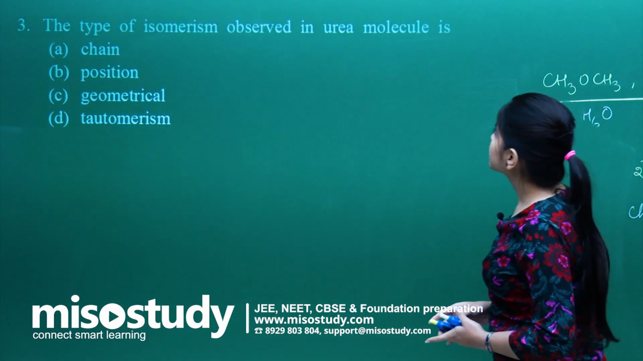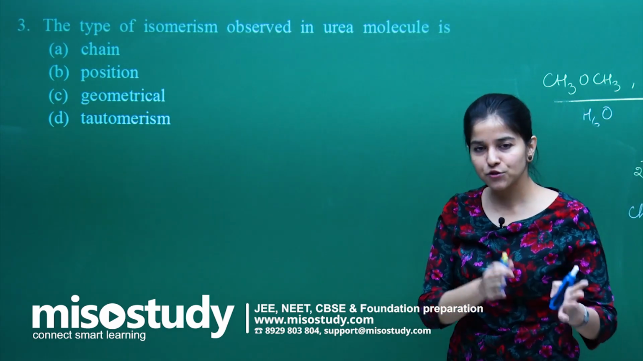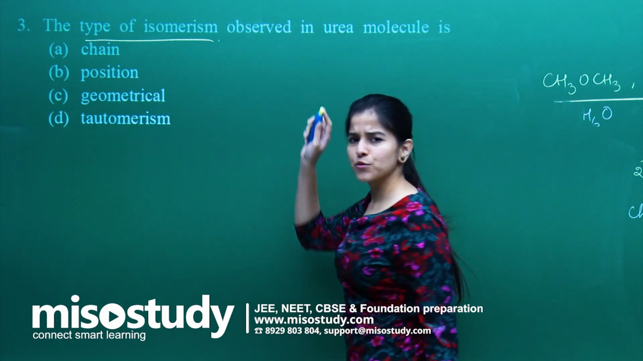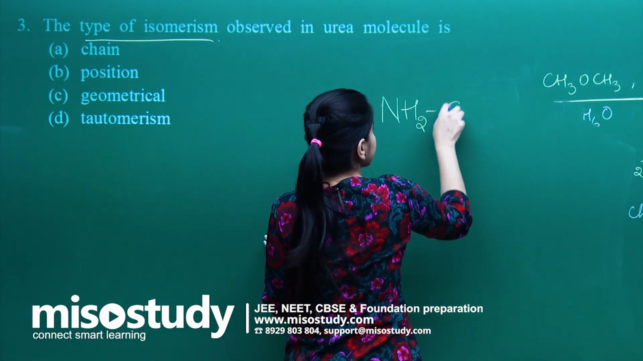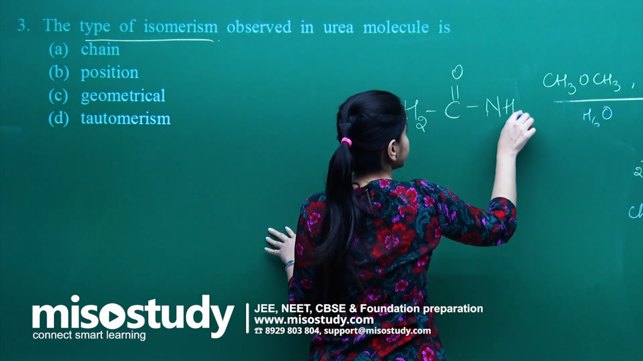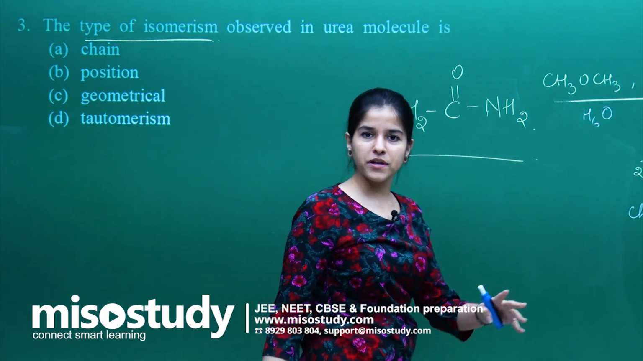The type of isomerism observed in urea molecule. So let us just draw the structure and see what type of isomerism is actually shown by urea. So that is nothing but the urea molecule. What kind of an isomerism will that be?